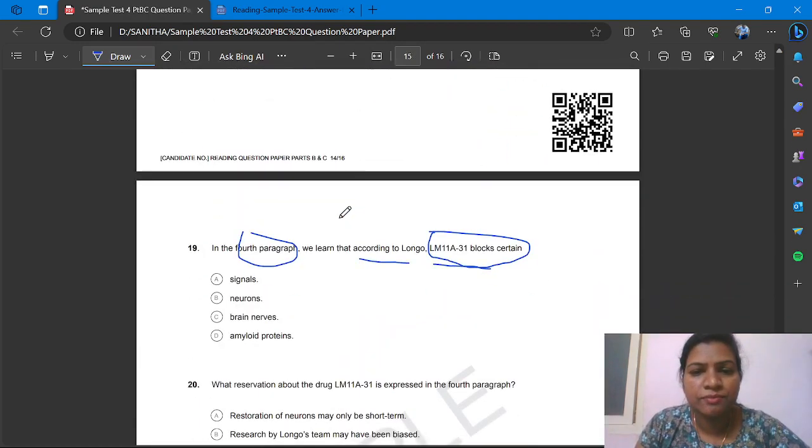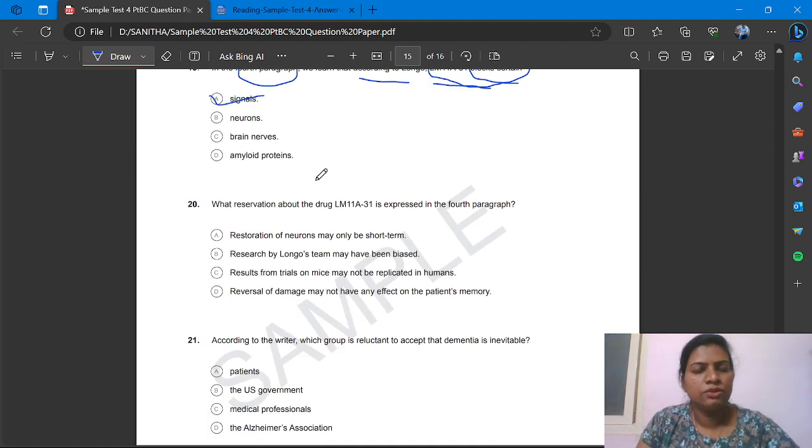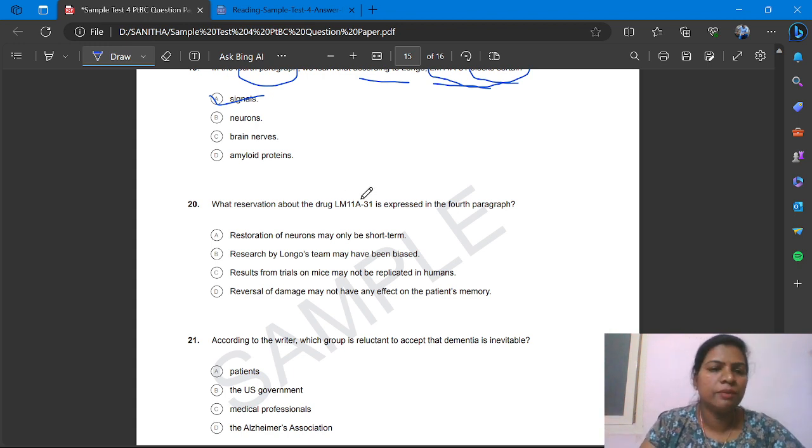What is the question here? Block certain. What does it mean? It is blocking. What is the answer? Neurons, brain, amyloid protein. What is the answer? No signals. Okay, you got it? If you have doubt, you can read the paragraph once more.